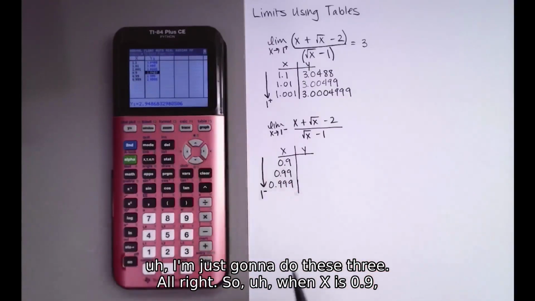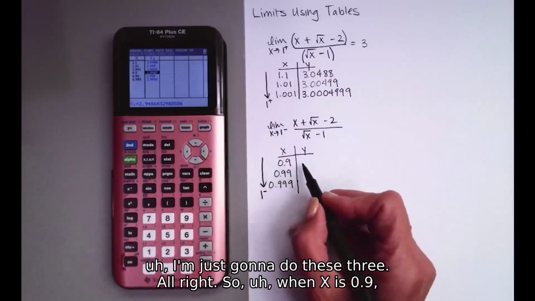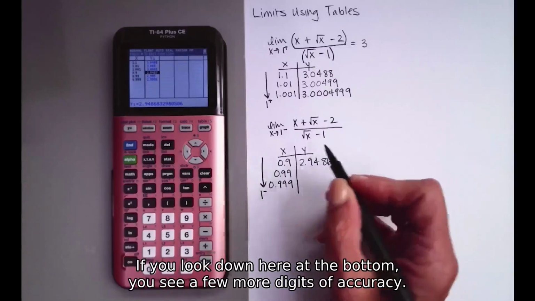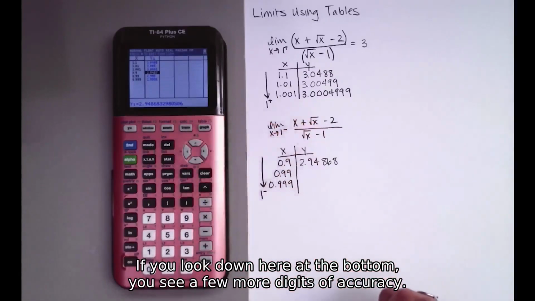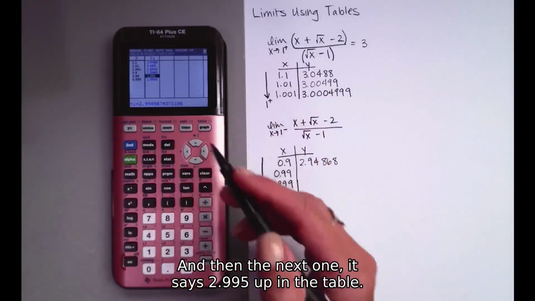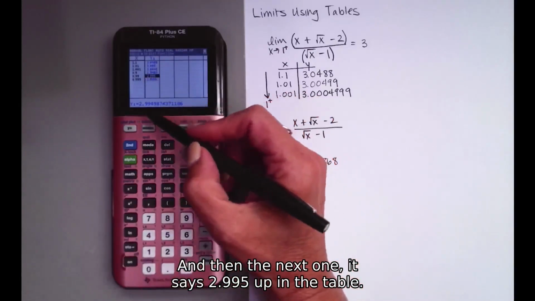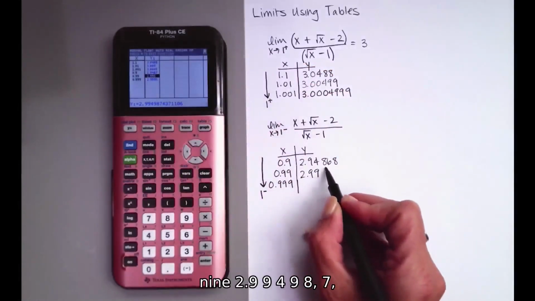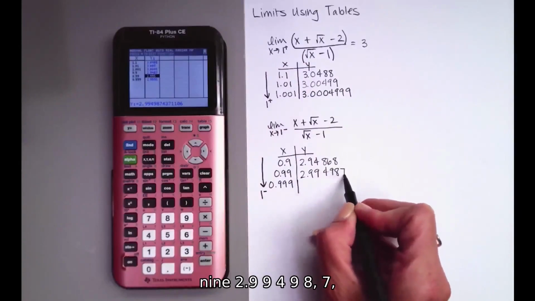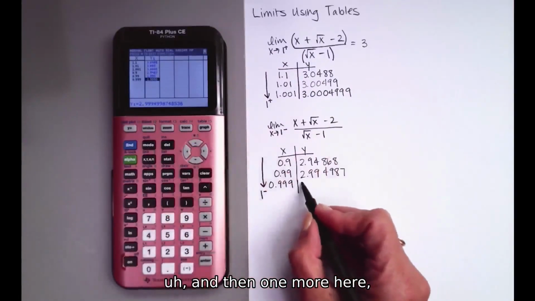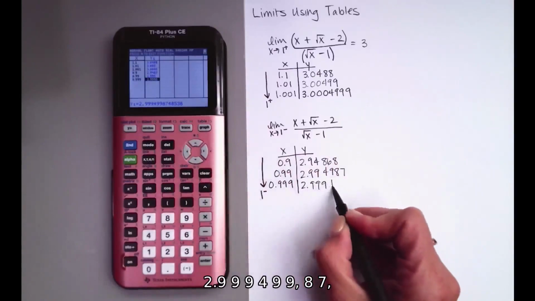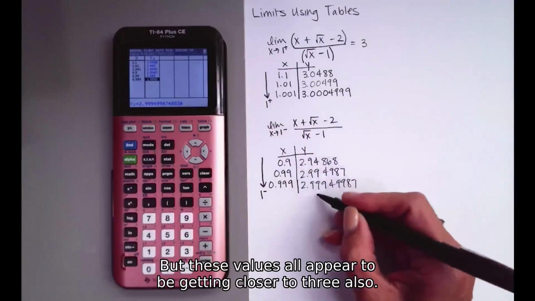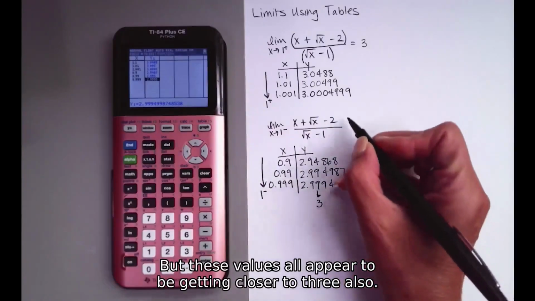All right, so when x is 0.9, the y value we got was 2.94868. If you look down here at the bottom, you see a few more digits of accuracy. And then the next one, it says 2.995 up in the table, but if you highlight that, you see more digits, 2.994987, and then one more here, 2.999499987, and some other digits. But these values all appear to be getting closer to 3 also.